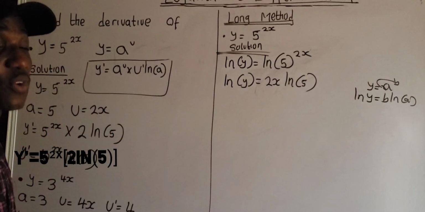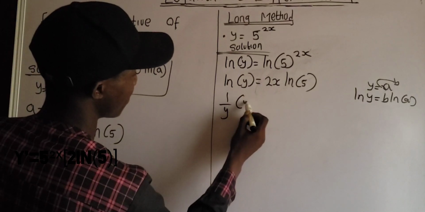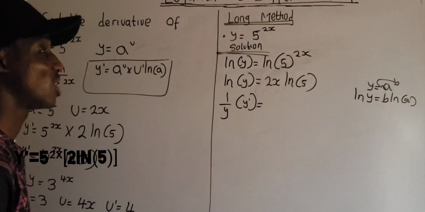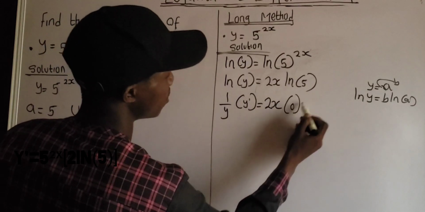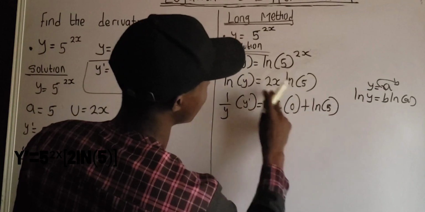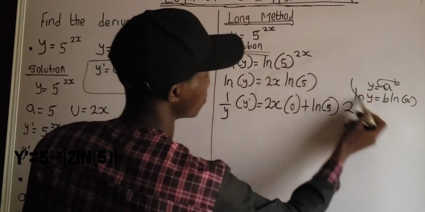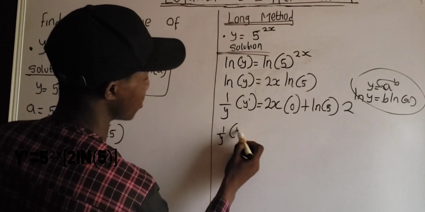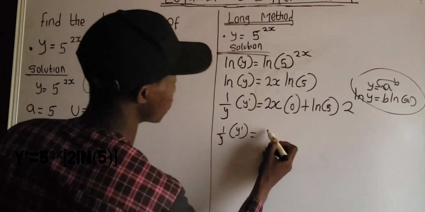We are going to take the derivative of both sides according to what we learned in our previous class. So I'm going to have 1 over y multiplied by the derivative of y is equal to, take the derivative of the right hand side using the product rule. You are going to have 2x multiplied by the derivative of ln 5, which is 0, plus ln 5 times the derivative of 2x. The derivative of 2x is 2, so I'm going to have 2 ln 5. Now, 1 over y multiplied by the derivative of y is equal to 2x multiplied by 0, which is 0, so I'm going to have 2 ln 5.